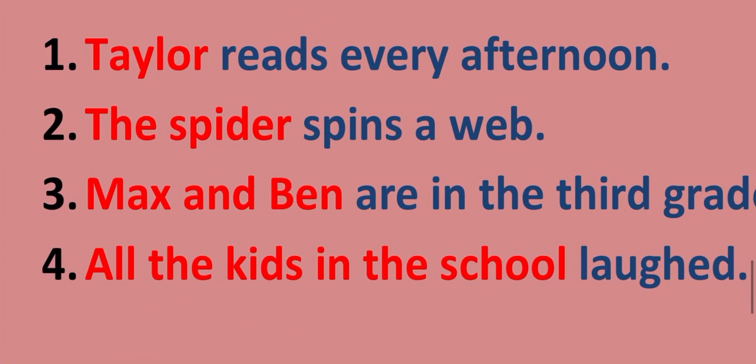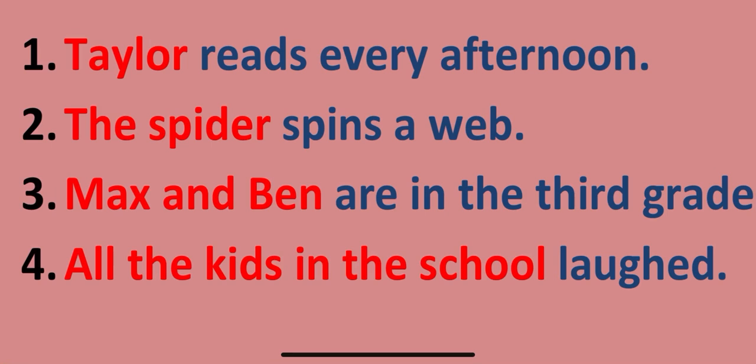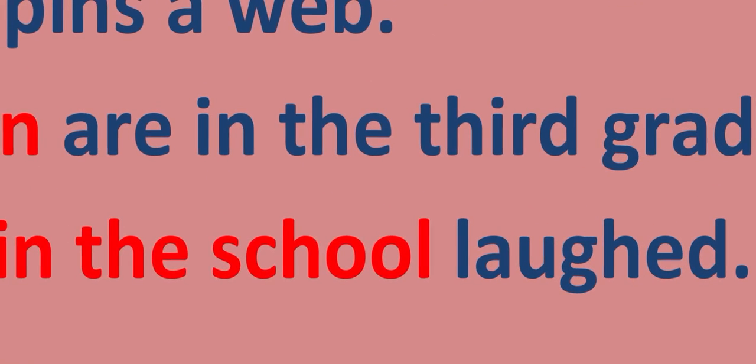Third, Max and Ben are in the third grade. Again, ask yourself a question, students. Who are in the third grade? Max and Ben. So the who part will be the subject. So Max and Ben will be the subject. Are in the third grade will be the predicate. Fourth one, all the kids in the school laughed. Again a question, who laughed? All the kids in the school. So the who part will be the subject and laughed will be the predicate. See, again the predicate is having an action, that is laughed.